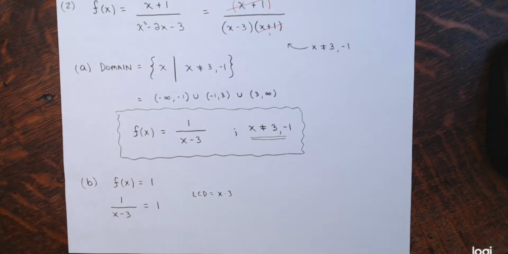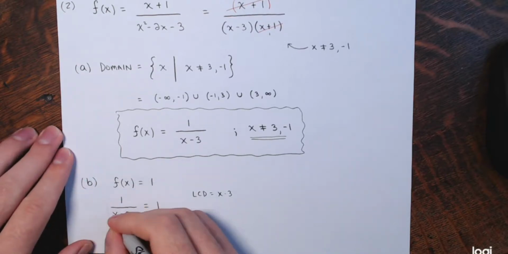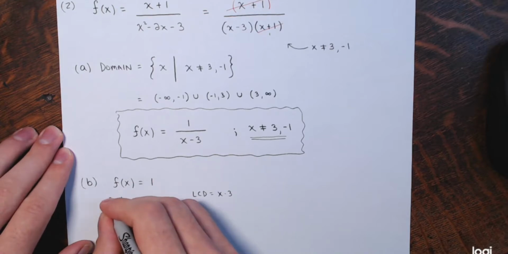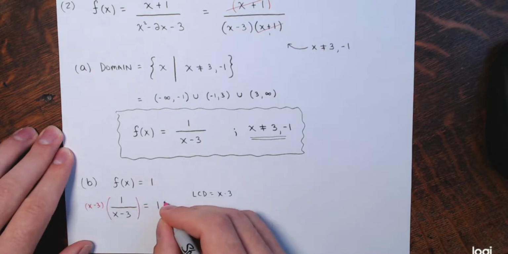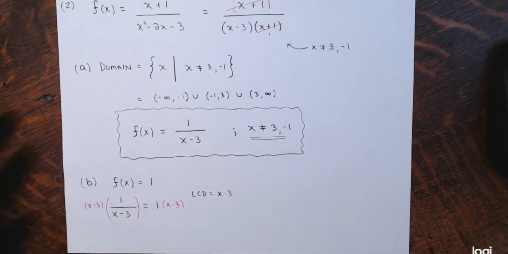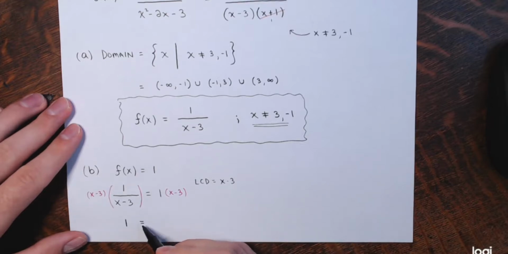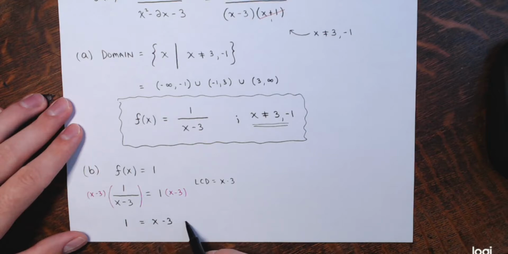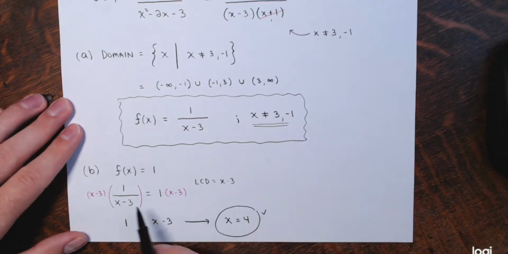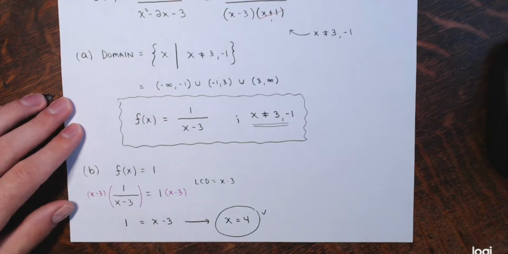When I multiply both sides by the LCD, when I multiply both sides by x minus 3, we get the following. The left side will simply be 1, because the denominator, x minus 3, will cancel. And the right side will just be x minus 3. And then I would simply add 3 to get x equals 4. And that's in the domain. 4 is in the domain, so this is good. And you can check this, right? 1 over 4 minus 3 is 1 over 1, which is 1. That works.